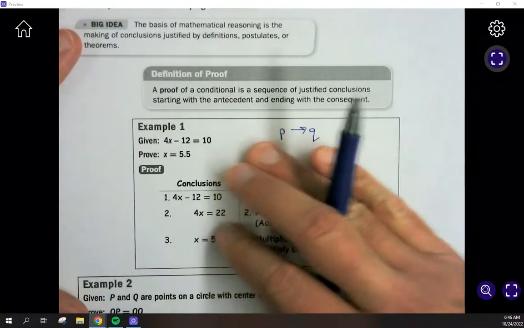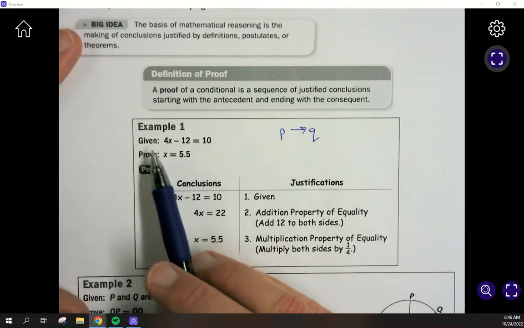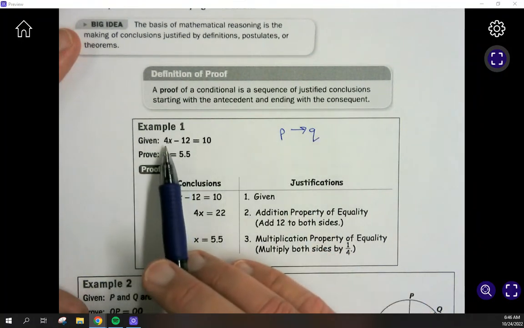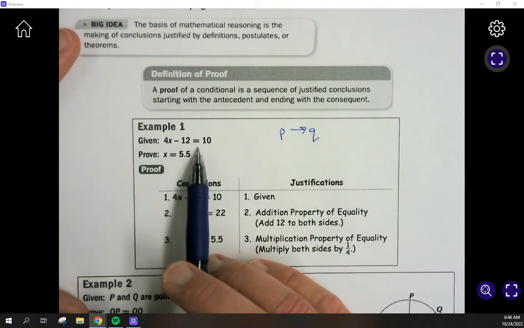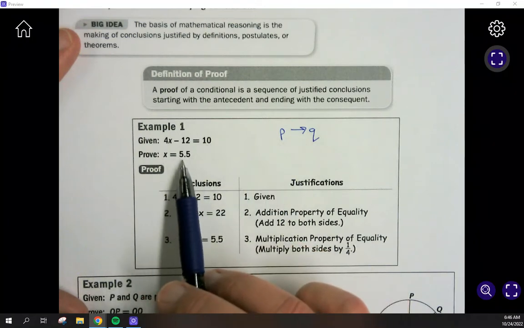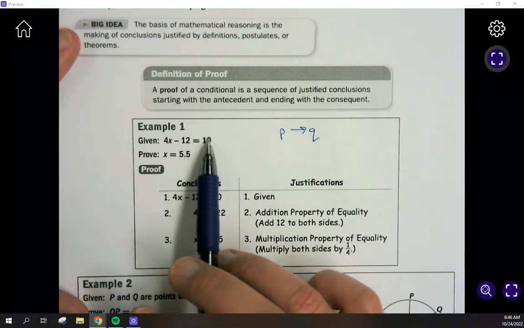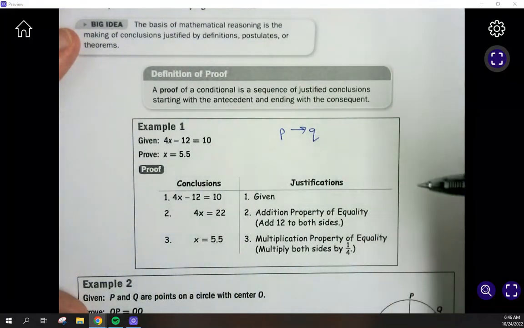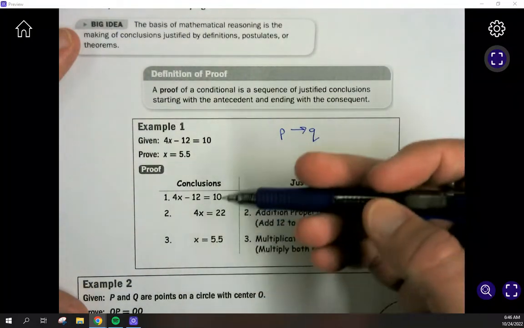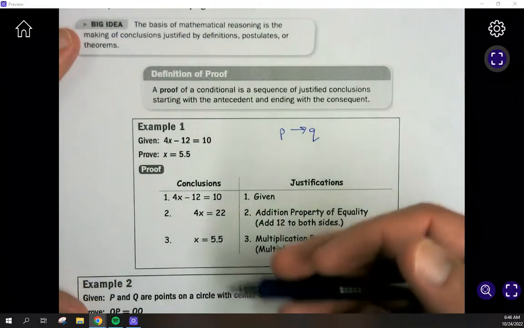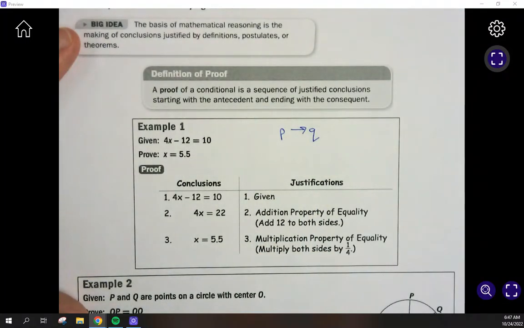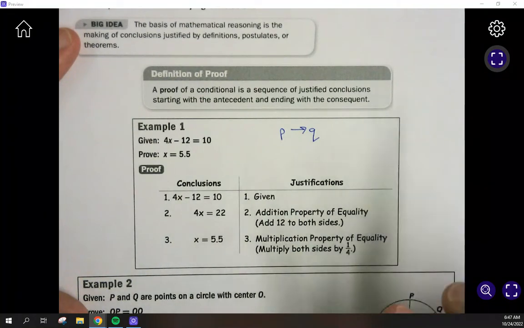All right, so this is what a basic proof looks like. You have a given, and we're trying to prove something. The given is like your P, and what you're trying to prove is like your Q. So you could read this: if 4x minus 12 equals 10, then x equals 5.5. That's what we would get if we solved this algebraically. And we're going to write a proof and show our justifications. All right, and that's basically what a proof is, explaining why we're allowed to do what we do and conclude that sure enough, x equals 5.5. So this is done for you here.